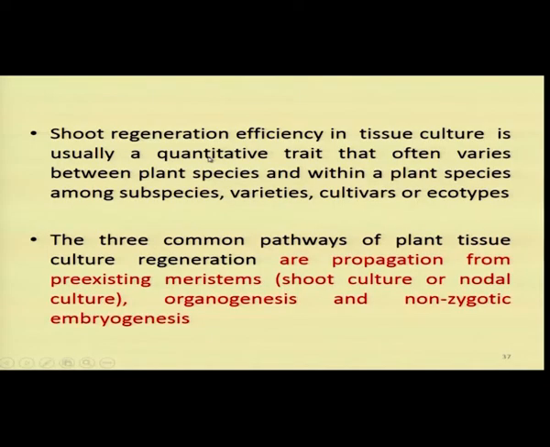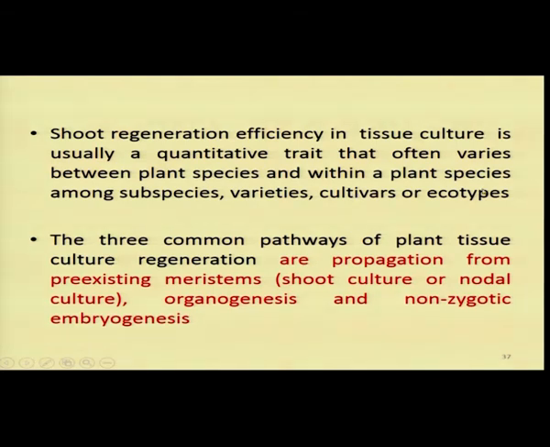The most commonly used tissue explants are the meristematic ends of the plants, like the stem tip, the axillary bud tip, and the root tip. These tissues have high rates of cell division and either concentrate or produce the required growth regulating substances, including auxins and cytokinins. Shoot regeneration efficiency in tissue culture is usually a quantitative trait that often varies between plant species and within a plant species among subspecies, varieties, cultivars, and ecotypes.